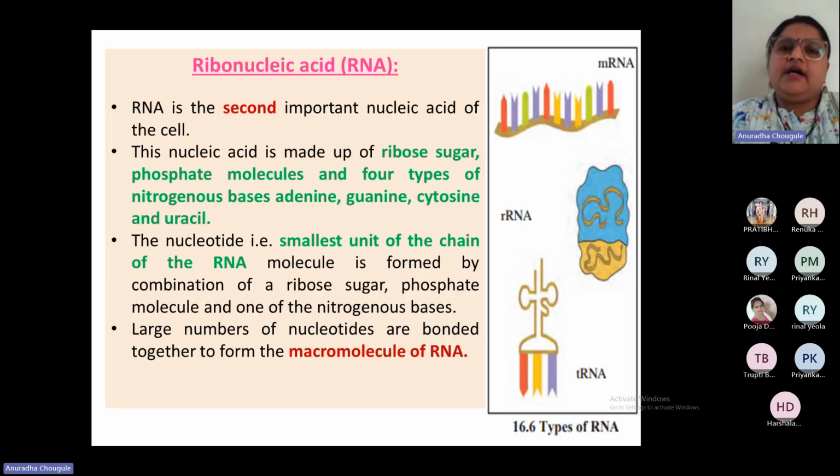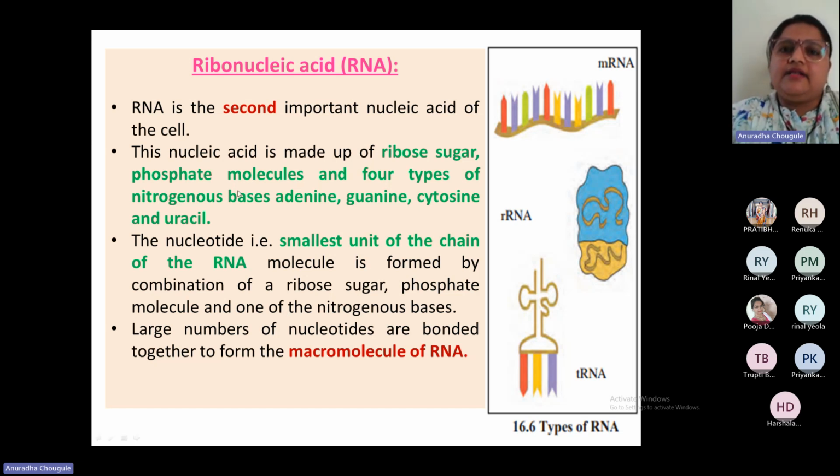Now next is RNA. RNA is the ribonucleic acid. It is the second important nucleic acid found in the cell. All cells contain RNA. Some viruses contain RNA as their genetic material. For example, the HIV virus does not contain DNA; it contains only RNA as its genetic material.